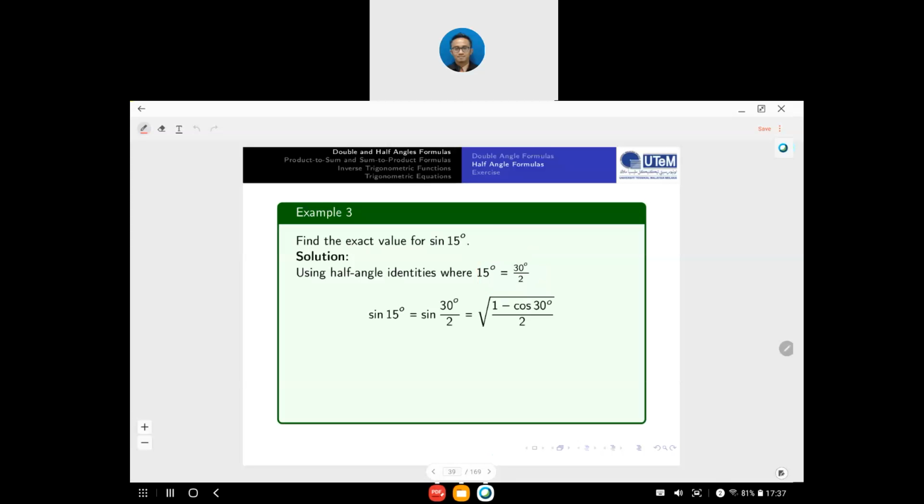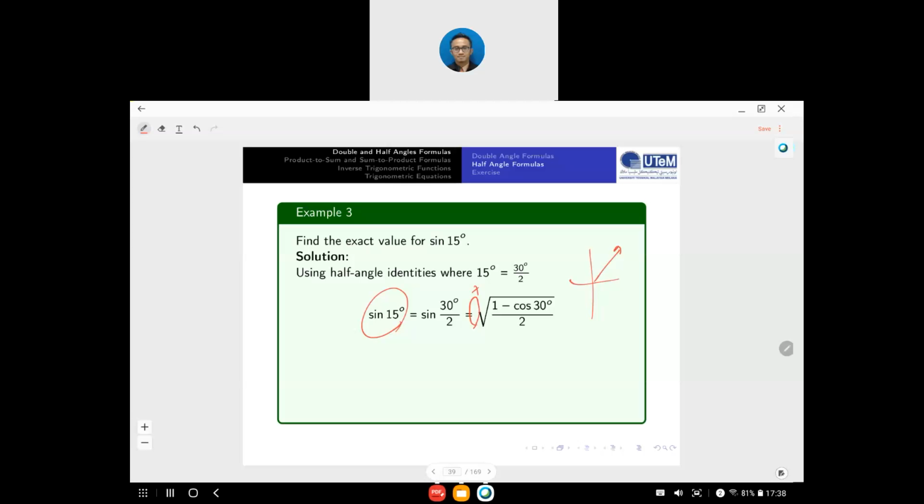Okay, so using half angle formula, we know that sin 15 degree equal to sin 30 over 2. And then this one, we must put the positive one. Positive tak tulis pun tak apa. Okay, negative wajib tulis. Why we choose positive? Because sin 15, we know that sin 15 places at the first quadrant. First quadrant, all the trigo must be positive.